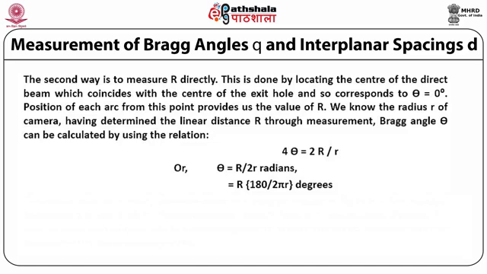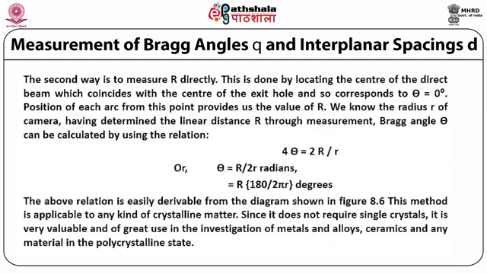Having determined the linear distance capital R through measurement, Bragg angle theta can be calculated by using the relation 4 theta equal to twice capital R by small r, or theta is equal to capital R by twice small r radians, which is equal to capital R into 180 by 2 pi r degrees. The above relation is easily derivable from the diagram shown in figure 8.6.